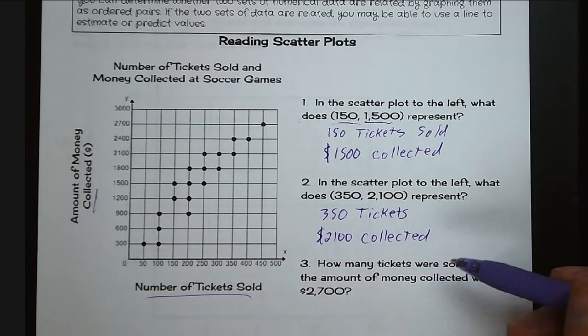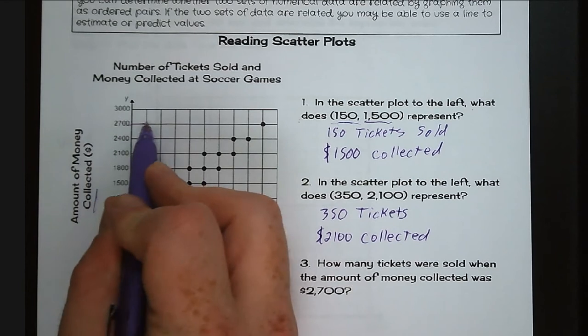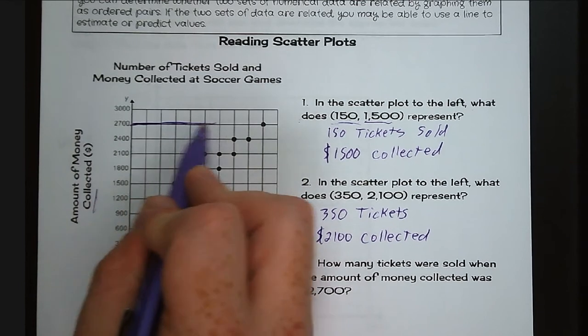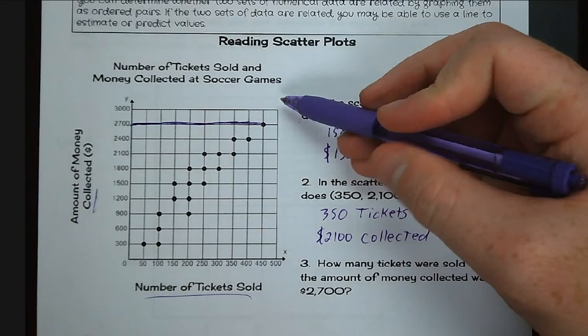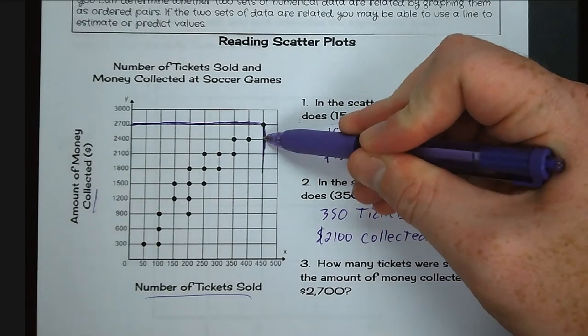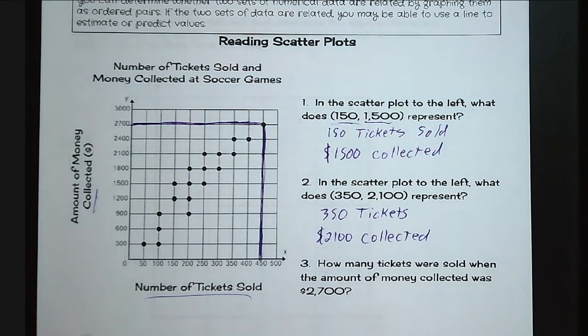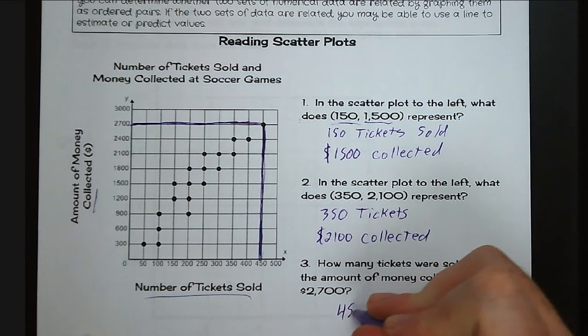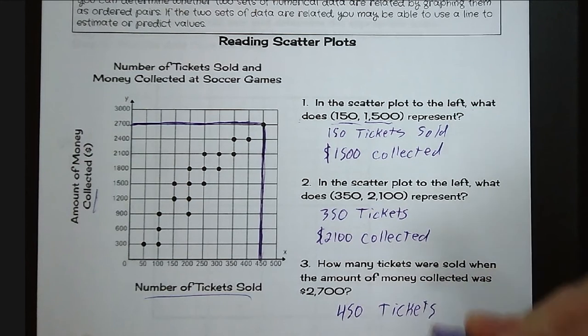Now, how many tickets were sold when the amount of money collected was $2,700? So if we look at our graph and move our way over from $2,700, here's a point that we have on our graph. So that is one day when we collected $2,700. And to do that, we sold 450 tickets. All right.